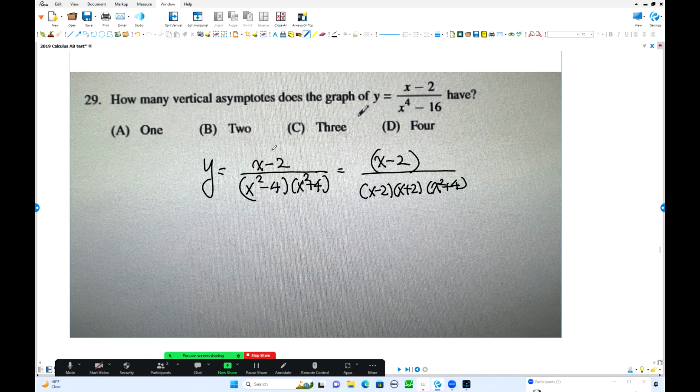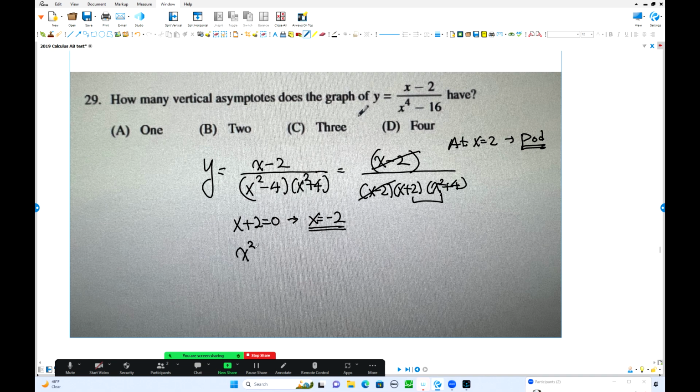So we have a common factor there, but at x equals 2 this is not a vertical asymptote anymore. There is a point of discontinuity instead of a vertical asymptote. The other factors no longer cancel, so these two terms give us the vertical asymptotes. First, x plus 2 equals 0, so x equals negative 2. That is a vertical asymptote.